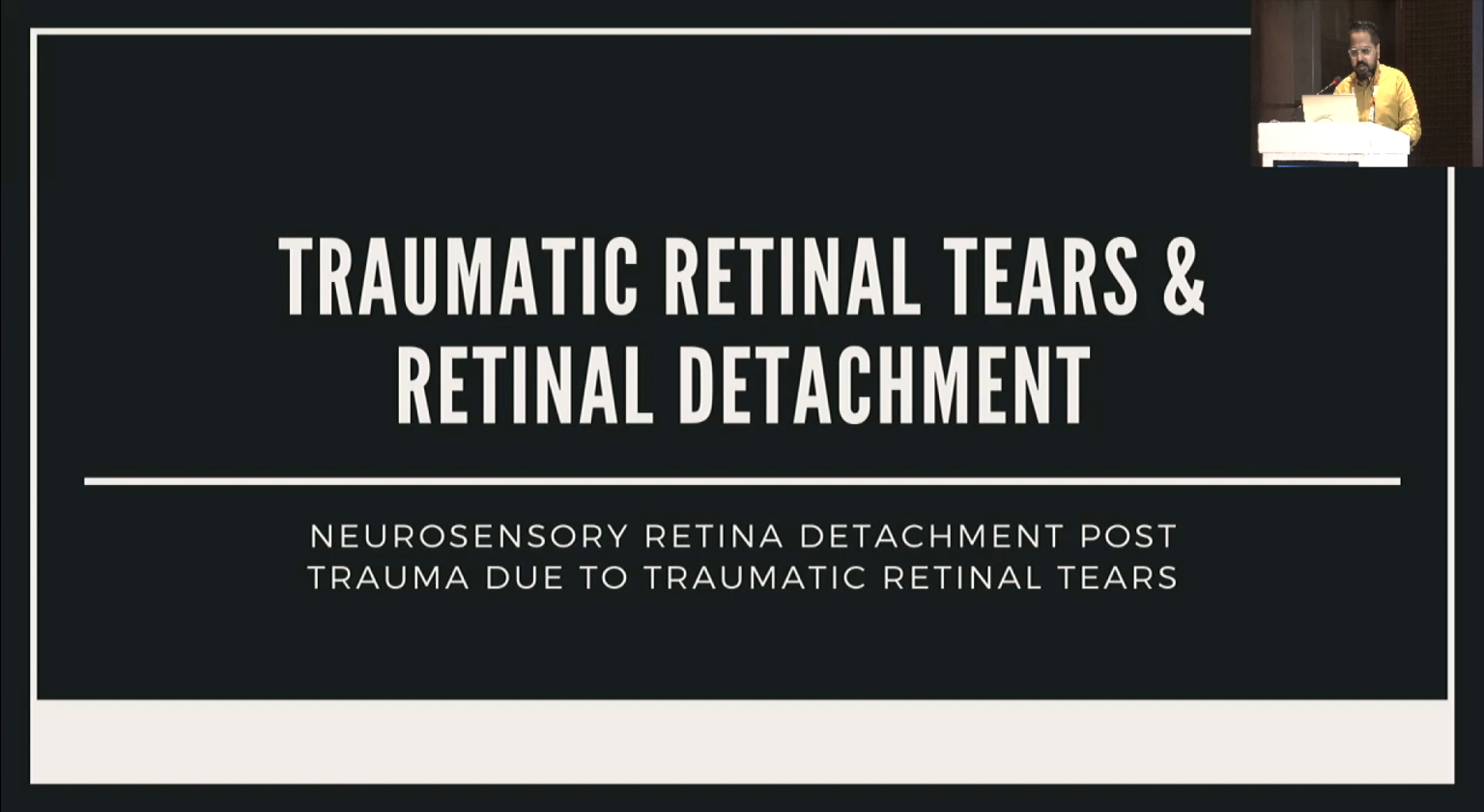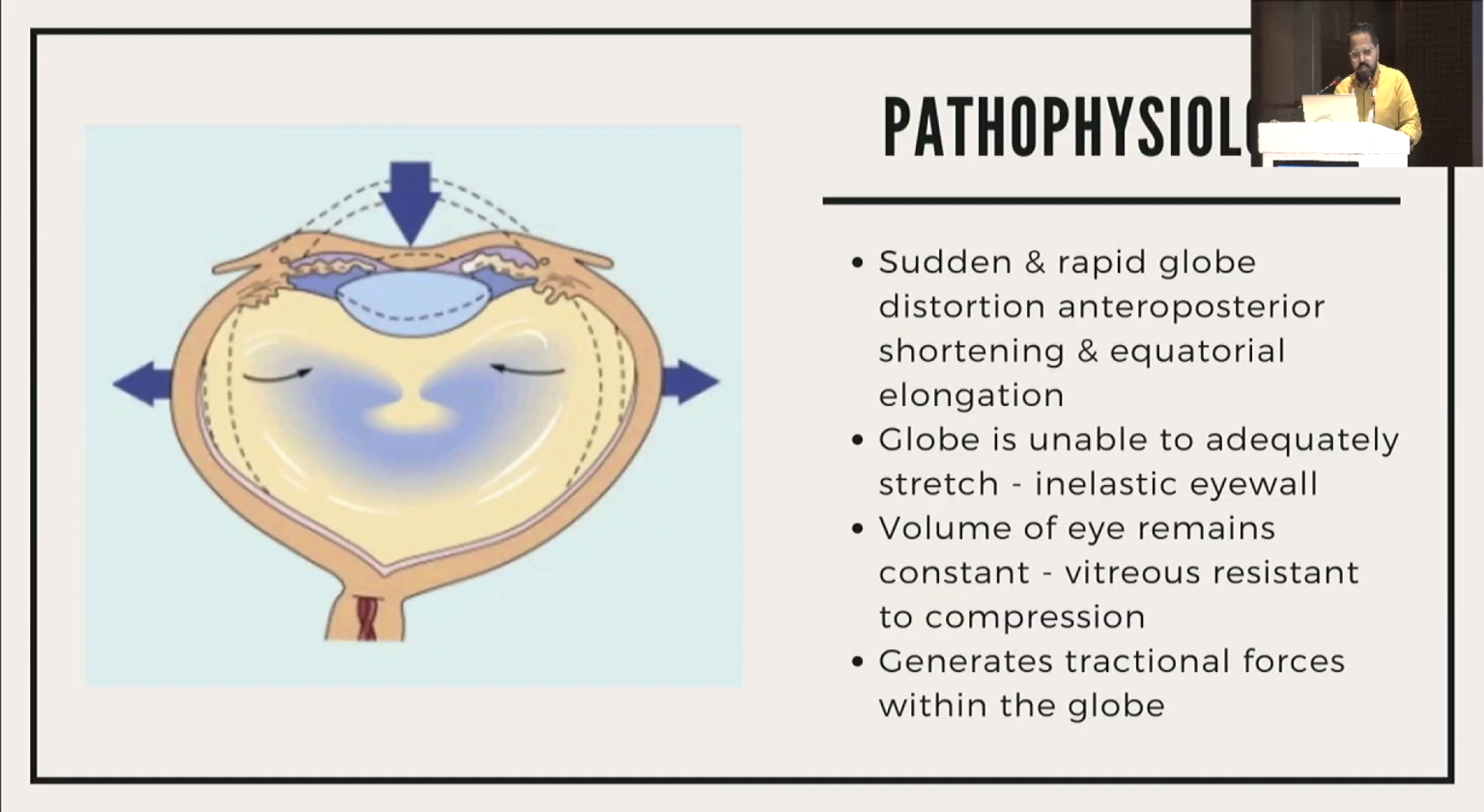Coming to the final topic, traumatic retinal tears and retinal detachment: neurosensory retinal detachment post-trauma due to traumatic retinal tears. Pathophysiology: sudden and rapid globe distortion, anteroposterior shortening and equatorial elongation. The globe is unable to adequately stretch the inelastic eye walls. The volume of the eye remains constant and the vitreous is resistant to compression. This generates tractional forces within the globe.